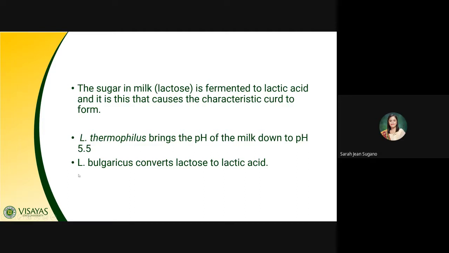Okay, curdling. So specifically, the Lactococcus thermophilus brings down, or reduces, the pH of the milk to pH 5.5. So this is the role of the Lactococcus thermophilus, that it reduces the pH to 5.5. While the Lactobacillus bulgaricus converts the lactose to lactic acid. It will produce an enzyme that converts lactose to lactic acid. I know it's not lactase, but it's another enzyme. So that is why it will be hydrolyzed to lactic acid. Okay, that's the mechanism of this yogurt fermentation.